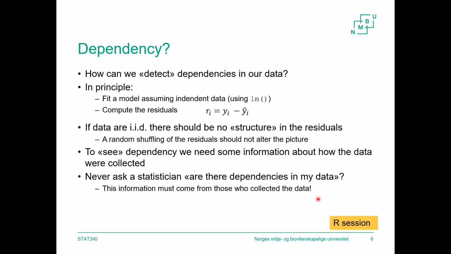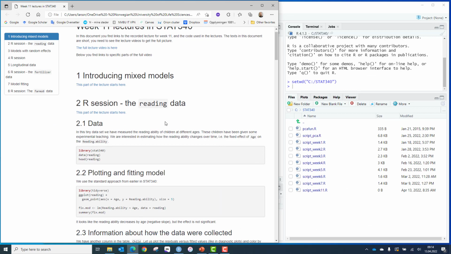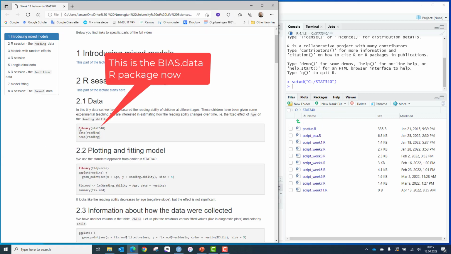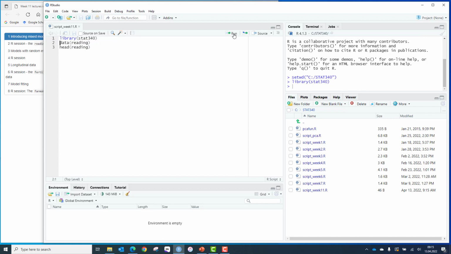Let's have a short R session to have a look at this. Okay, let's have a look at this reading data set. I have started RStudio and I created myself a script here for week 11, in my STAT340 folder. So what is this data set? Let's copy from here. Let's save and run this step by step.